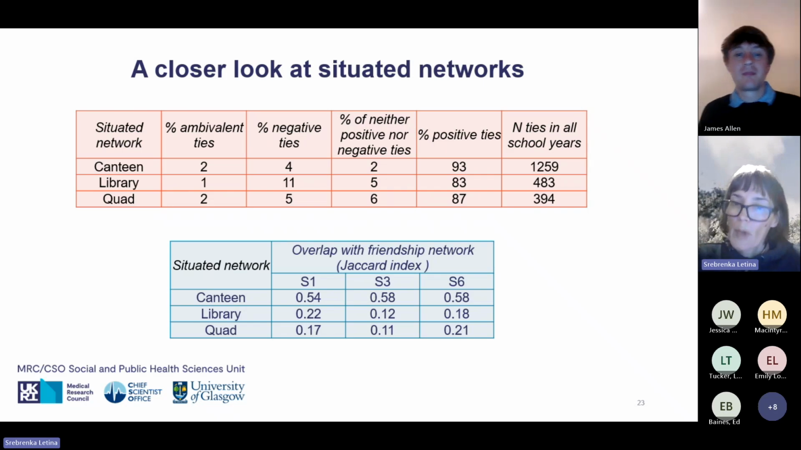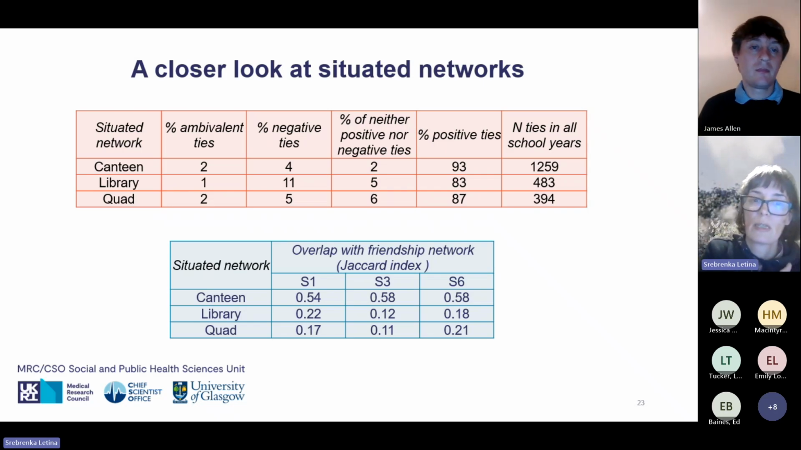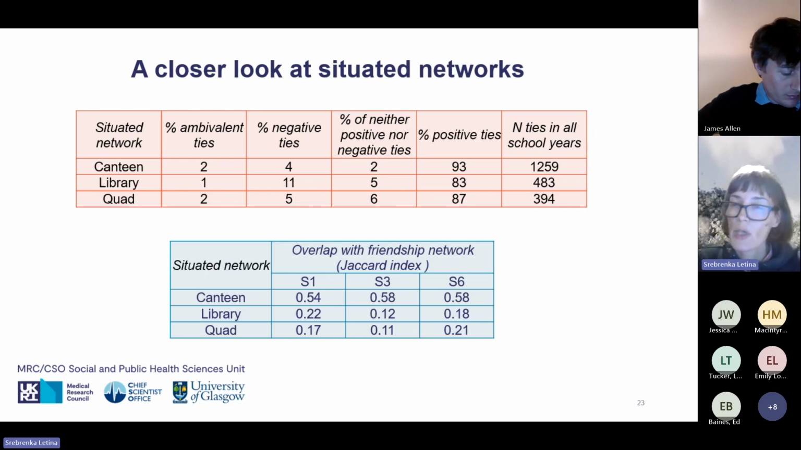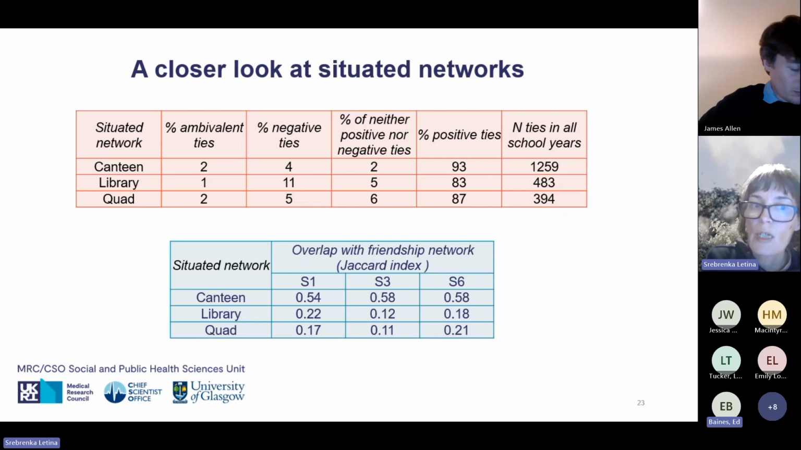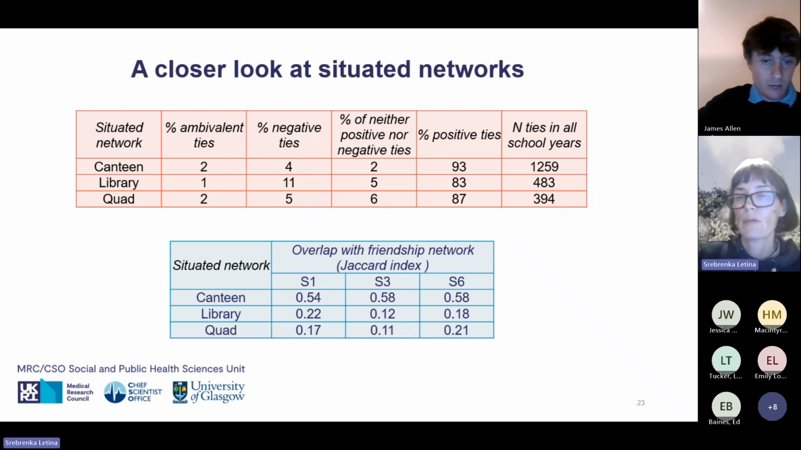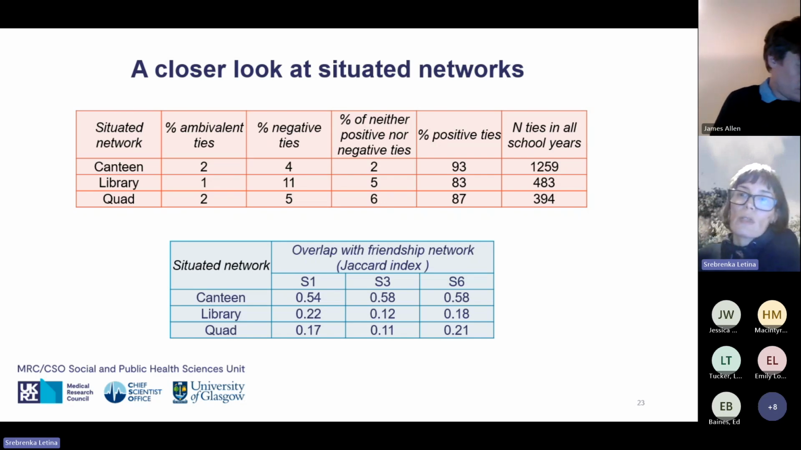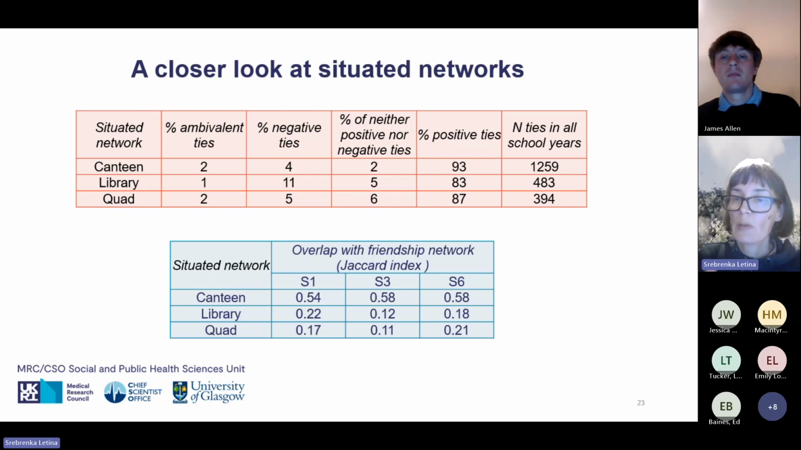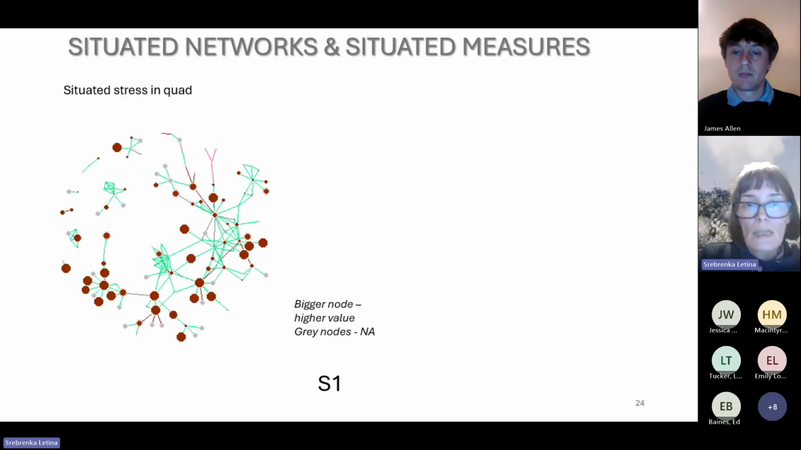And just going back to the unsituated network, when you look at the overlap of these networks with friendship networks, you can use a measure called the Jaccard index, which shows you the overlap of the present ties. And you can see that there is quite a big overlap. The maximum would be 1 with the canteen network, smaller with library, and smaller yet with the quad network, showing you that those are more and more different from the friendship networks that we looked at first and that are unsituated. So we do get different information from this type of networks. They are different.